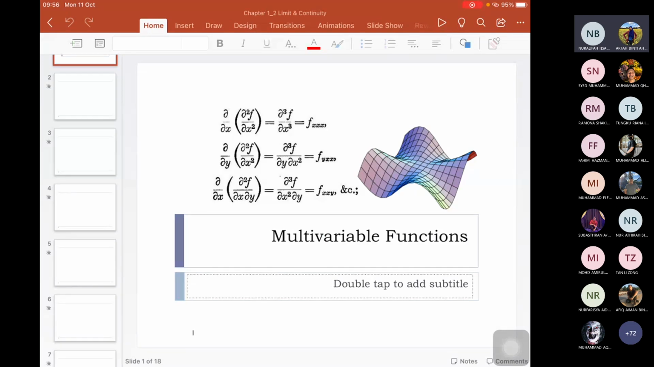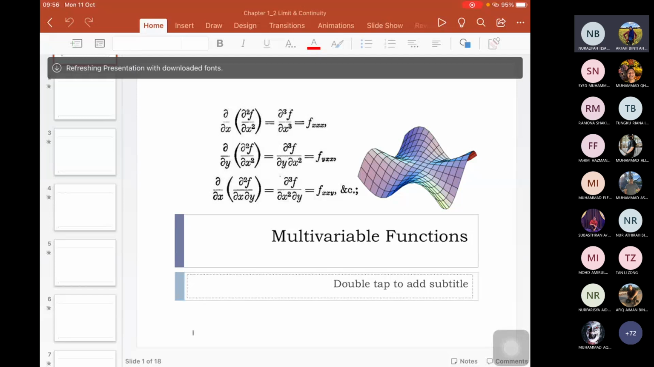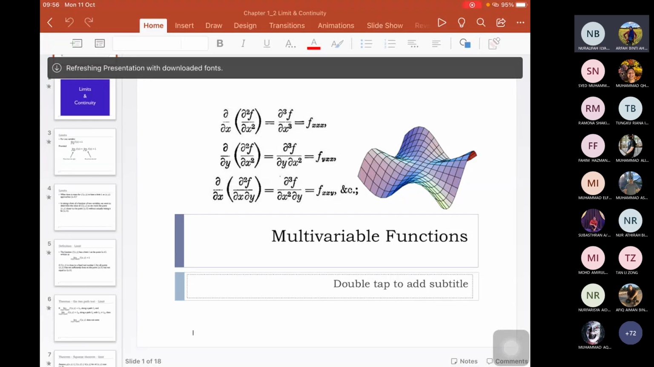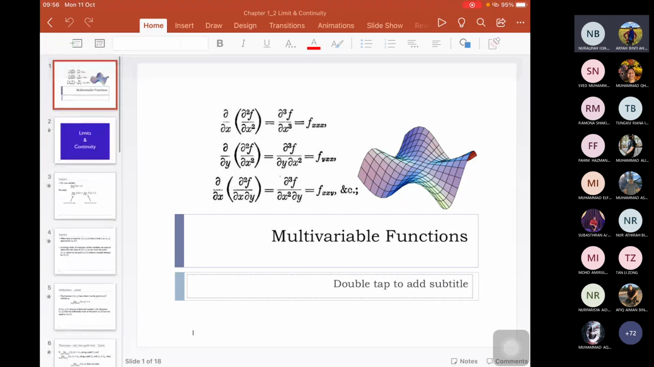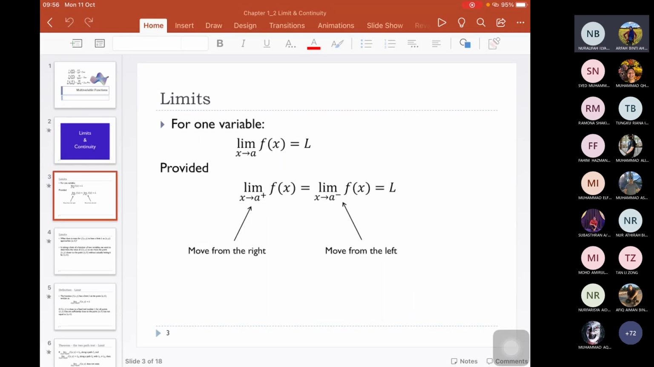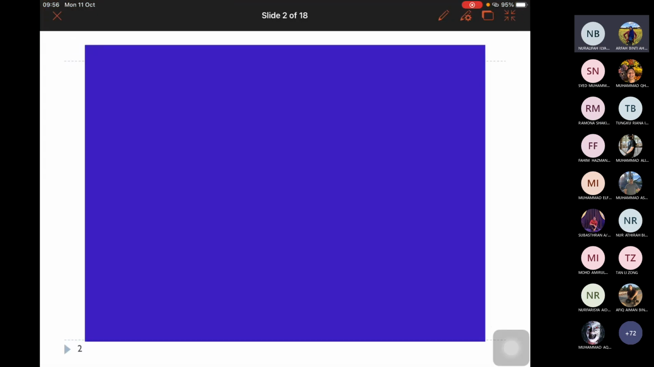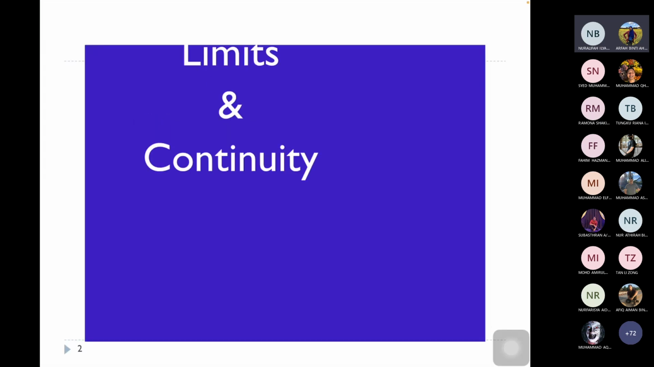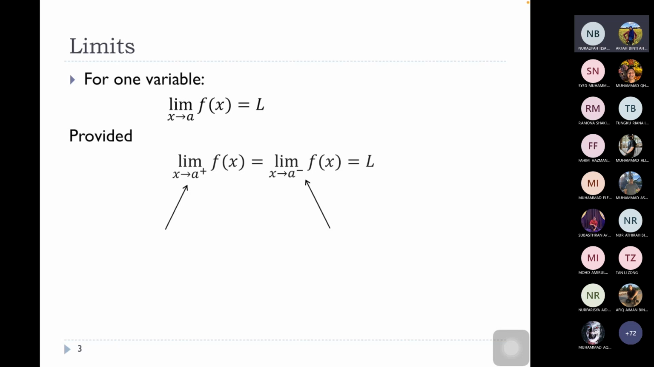So we have come to the second part of the chapter 1, by which kita ada limits dan continuity. Okay, so at the end of this chapter, you should be able to define, to see what is limits and then what is continuity. Okay, so for one variable, the limit of the function x when x approach a, kita akan denotekan dia sebagai L, the limit.